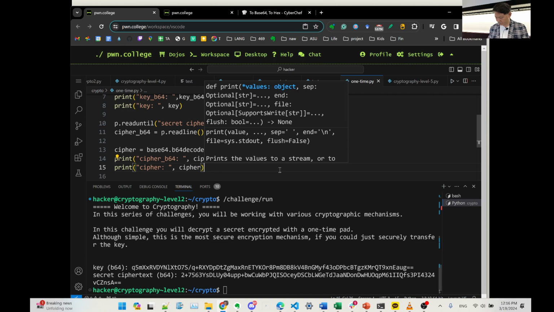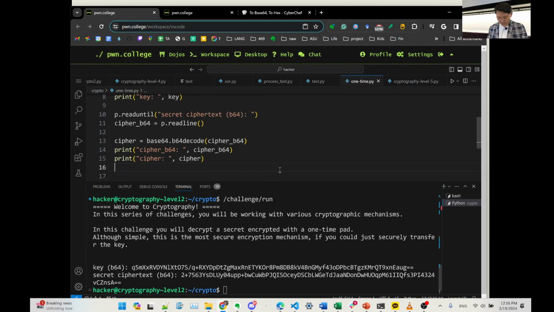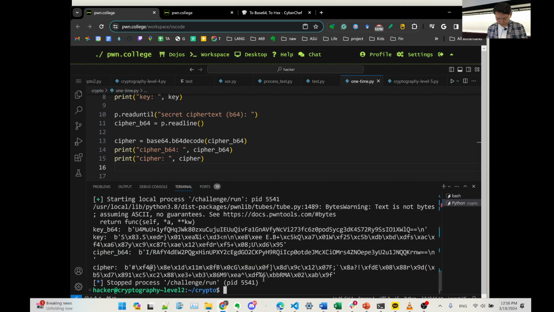Okay, and run again. Yeah, it has the value, right? Cipher base64 and ciphertext. So how can we get the plain text based on this key and ciphertext? The operation is XOR, right? So I showed the XORing in the last class. So how can we use that?